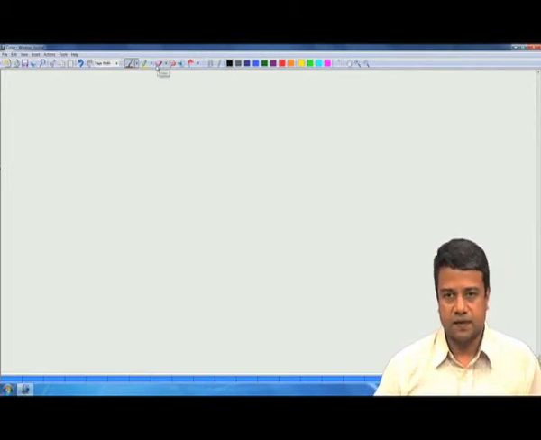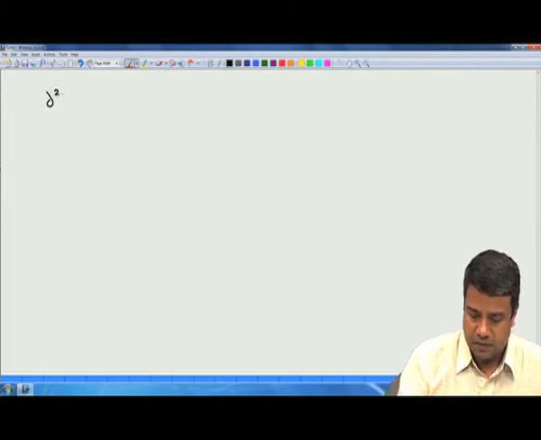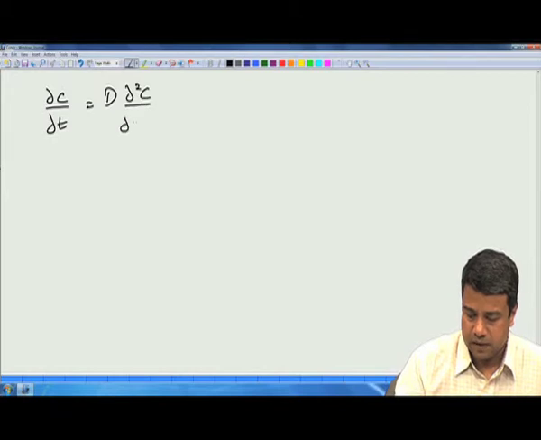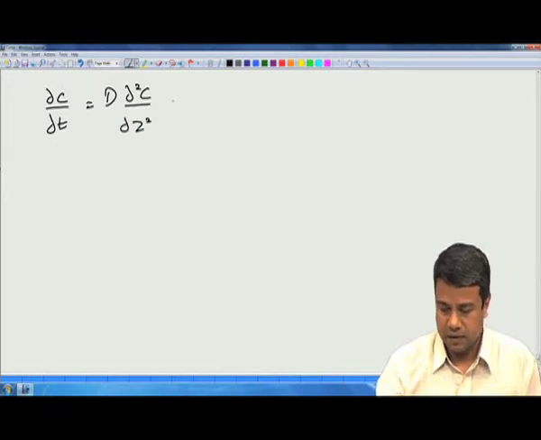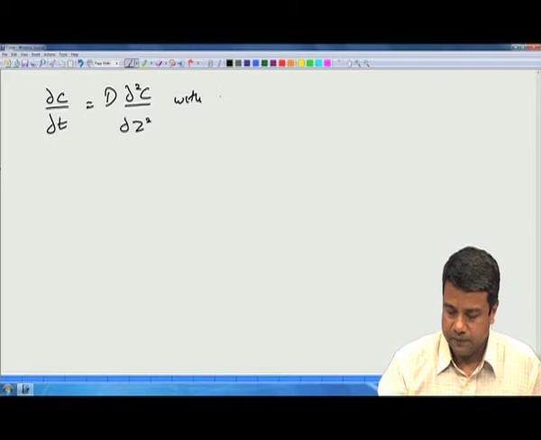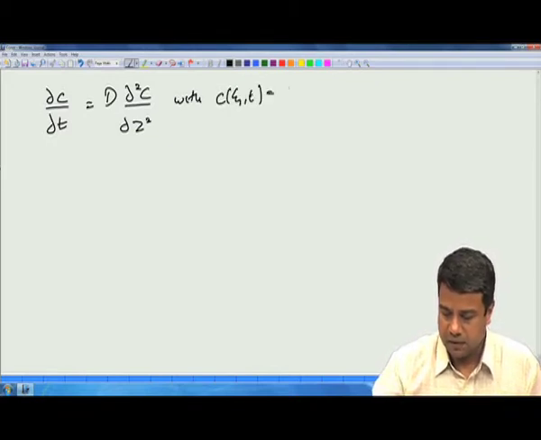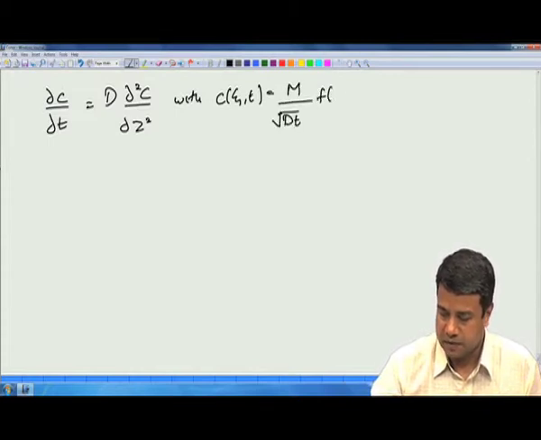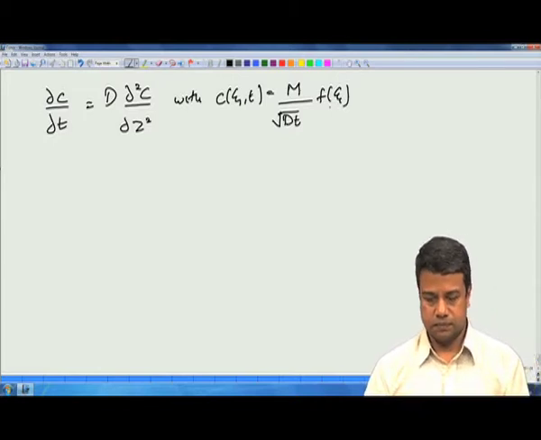So, let us go ahead and solve this problem. The equation is partial c by partial t is equal to D times partial square c by partial z square, with c of psi, t equal to m by root Dt times some function f of psi.